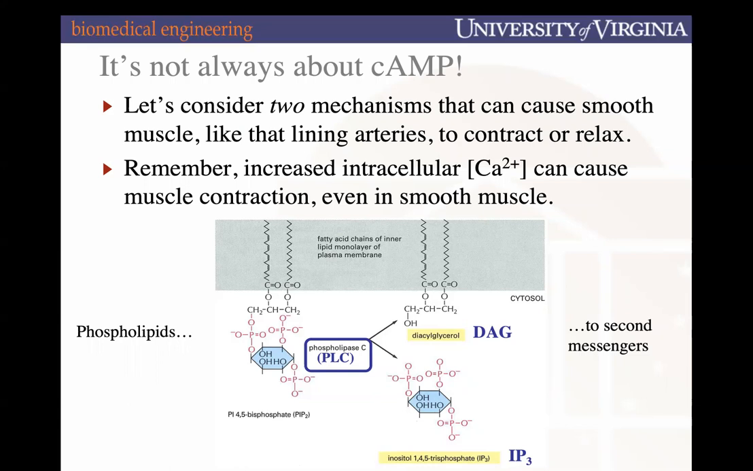A couple other second messengers that are important to know might actually sound a little familiar. We talked about before during our phospholipid lecture that phospholipids all have a fatty acid chain. They have a glycerol group, a phosphate group, and then some sort of alcohol. One of those alcohols could be an inositol. Here we have phosphatidylinositol bisphosphate, which we call PIP2.